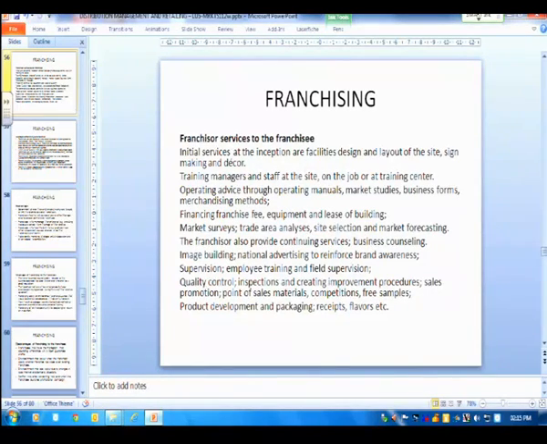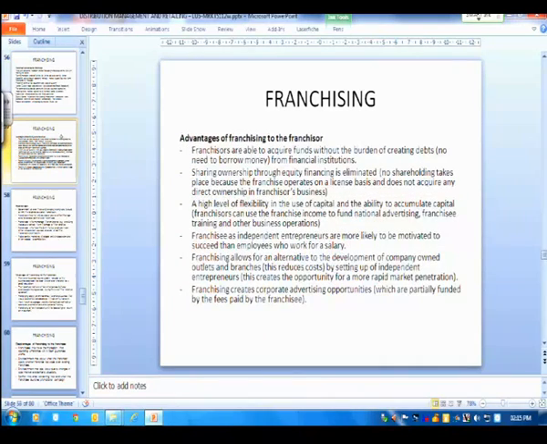The franchisor also provides continuing services: business counseling, image building, and national advertising to reinforce brand awareness, supervision, employee training and field supervision, quality control, inspections, and creating improvement procedures, sales promotion, point of sales materials, competitions, free samples, and product development and packaging, recipes, flavors, etc.